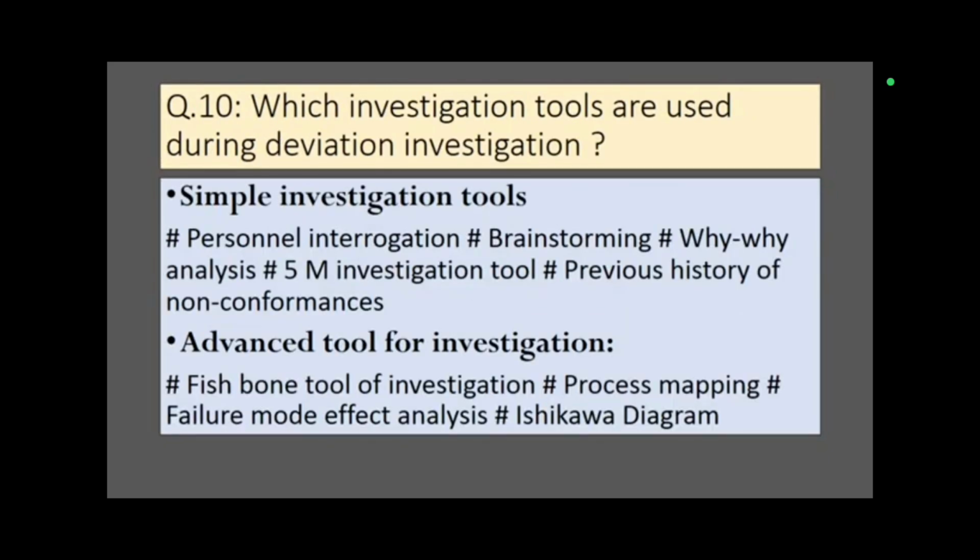Next question, which are the investigation tools used for deviation investigation? Answer is, there are 2 types of investigation tools used for deviation investigation. These are simple investigation tools and advanced tools for investigation. In simple tools of investigation, we use personal interrogation, brainstorming, 5-why analysis, 5M investigation tool and review of previous history of non-conformances. In advanced tools of investigation, we use fishbone tool of investigation, process mapping tool, failure mode effect analysis tool, and Ishikawa diagram.